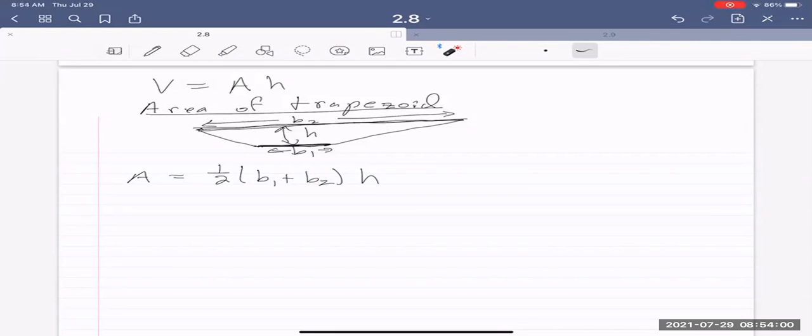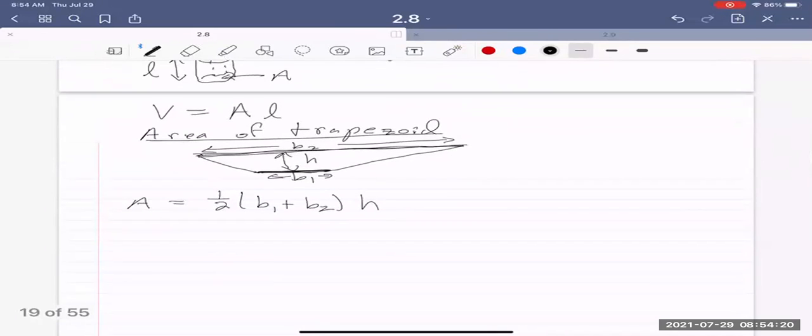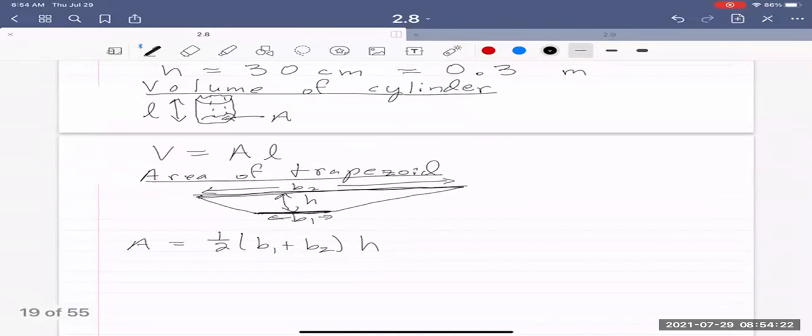Therefore, let me call this length L. Otherwise, I have two things called height. Let's call this L. Otherwise, I have an L and an H. So let's just call that length there L. Okay.